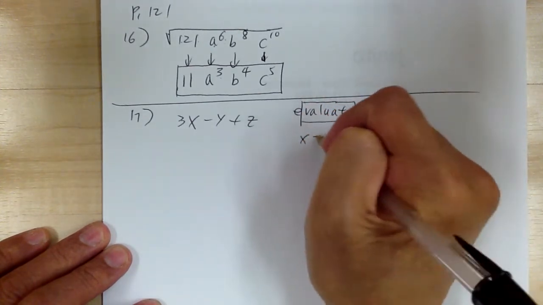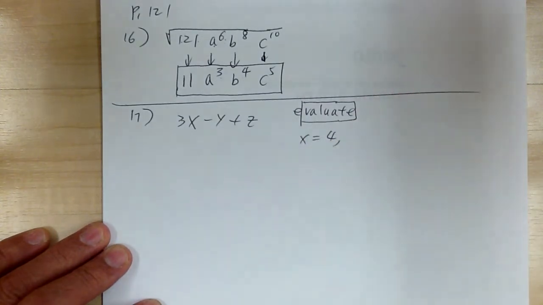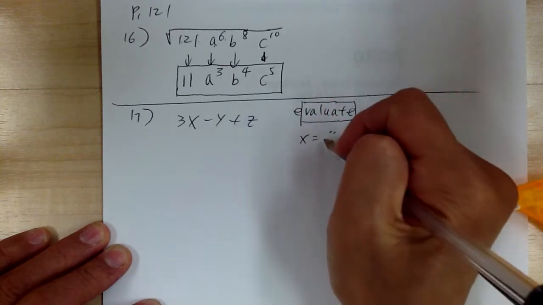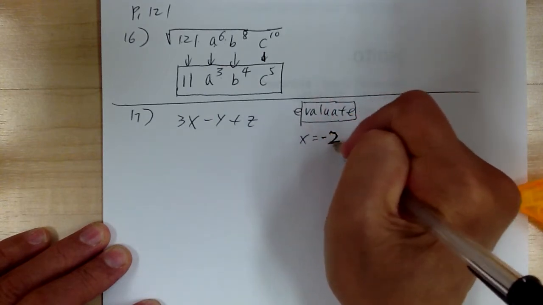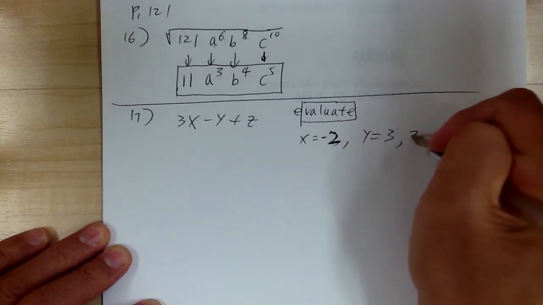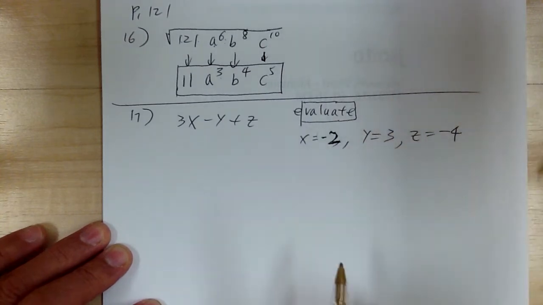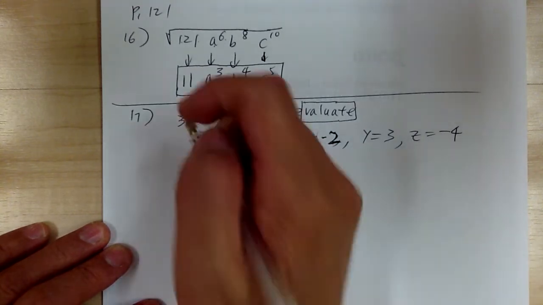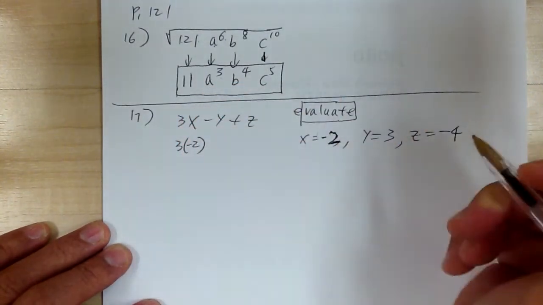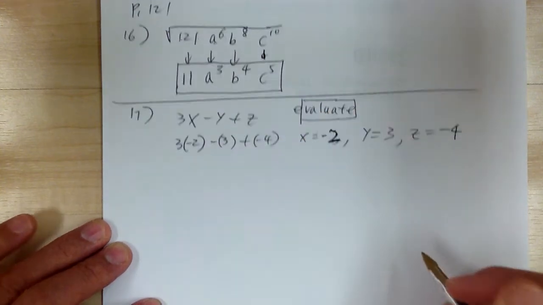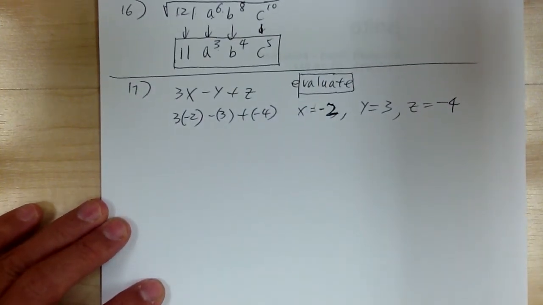So you have x equal to negative 2, and y equal to 3, and z equal to negative 4. So first thing you want to do is substitute. Don't do anything else. First, you only do one thing, substitute, and you put in parentheses whenever you substitute. So make sure you apply the proper technique, or else you're going to get really totally messed up.